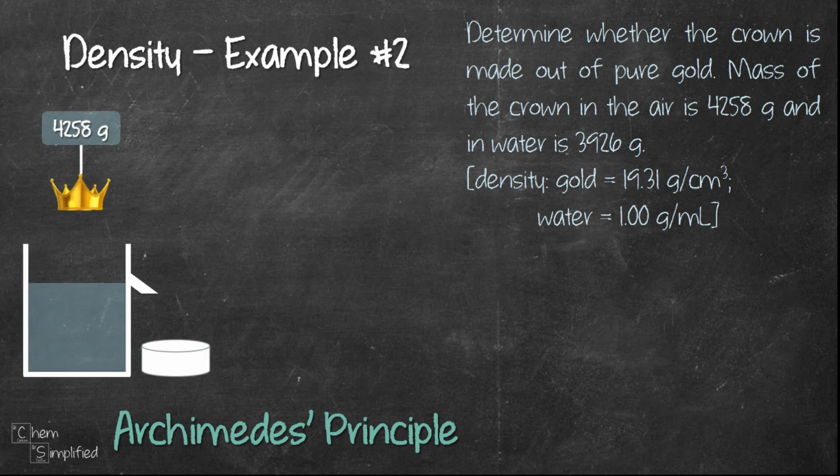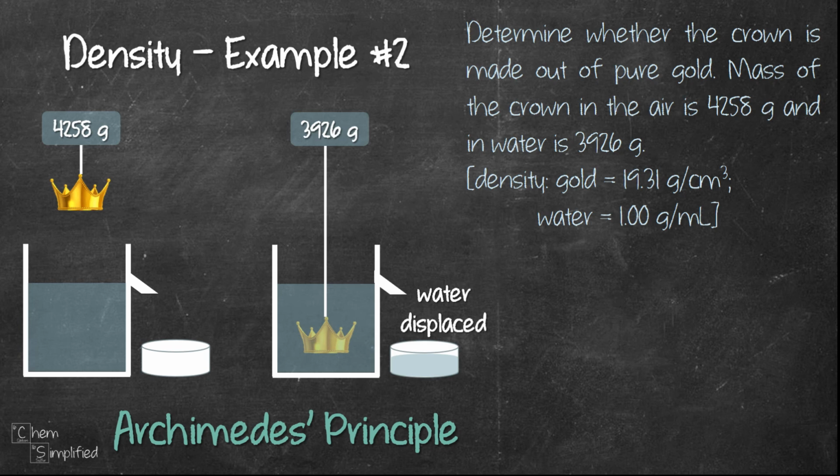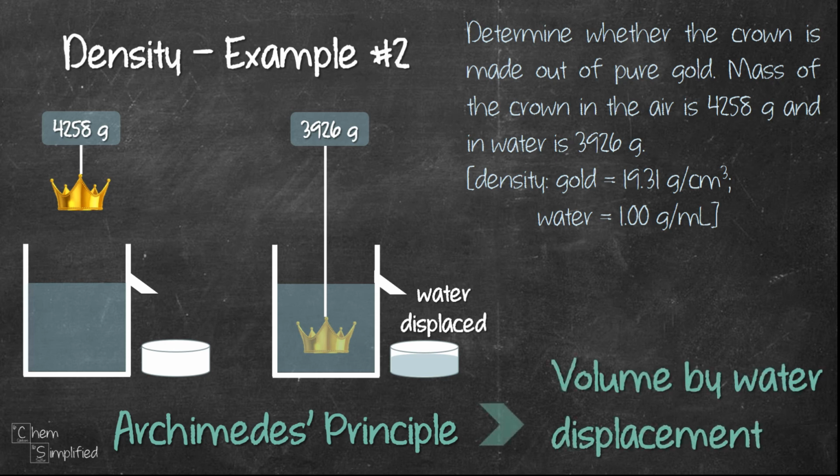We start off by measuring the mass of the crown in the air, and that's 4258 grams. Then we fill up a tank all the way up to the spout with water, and then we submerge the crown. Once we submerge the crown, some water will be displaced out. That means we can use the mass of the displaced water to calculate the volume of the crown. This is sometimes referred to as volume by water displacement. It's a popular method to figure out the density of odd-shaped objects.